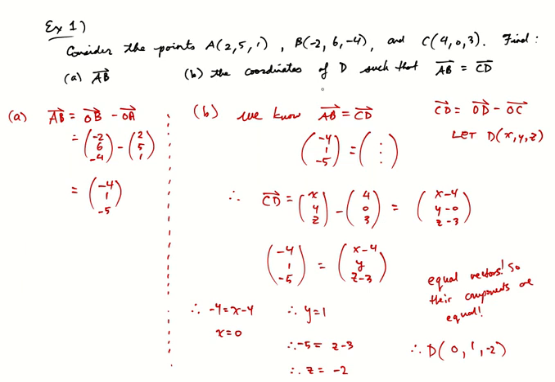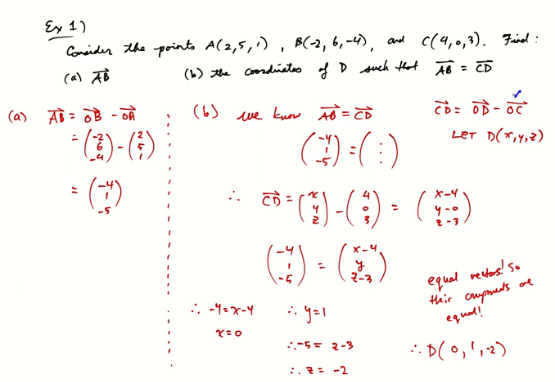Find the coordinates of D such that AB is equal to CD. So this is our condition: AB must be equal to CD. If we know this must be true, we can say that the vector AB, which we found, is equal to a new vector CD. We know C, and it looks like the vector CD would be the vector OD minus OC, the position vector of D relative to O minus the position vector of C relative to O.